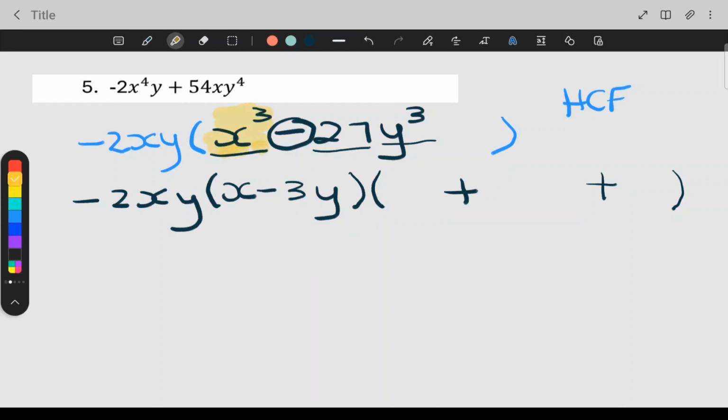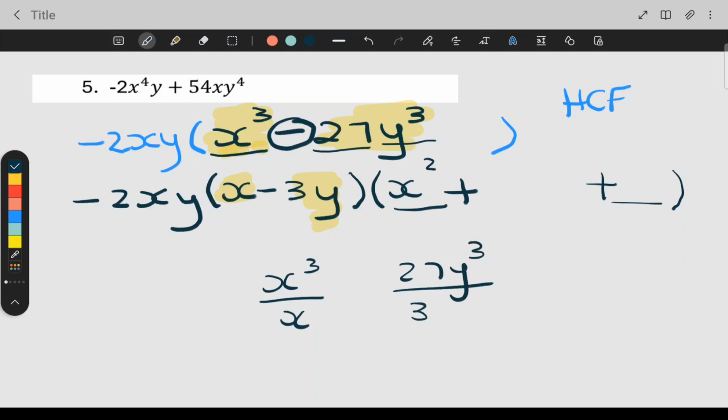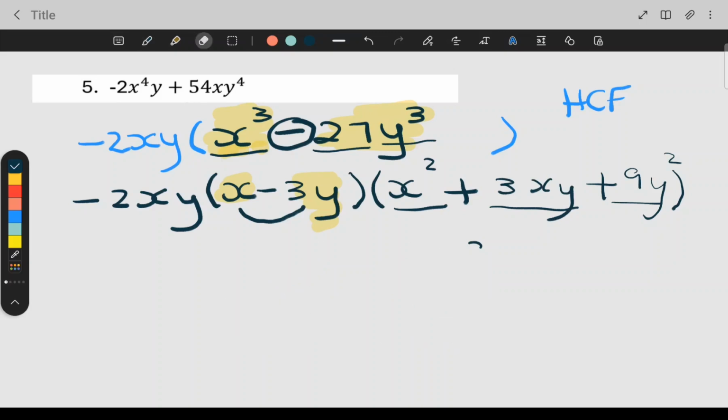We're going to say this over this gives me that. And then we're going to say this over this gives me that. So let's go. X to the 3 over x gives me this, x squared. 27y to the 3 over 3y. Can you see I'm ignoring the signs? This is 9y squared. Okay, and then this middle term over here is this times this. So x times 3y is 3xy. And then you factorized it. Well done.